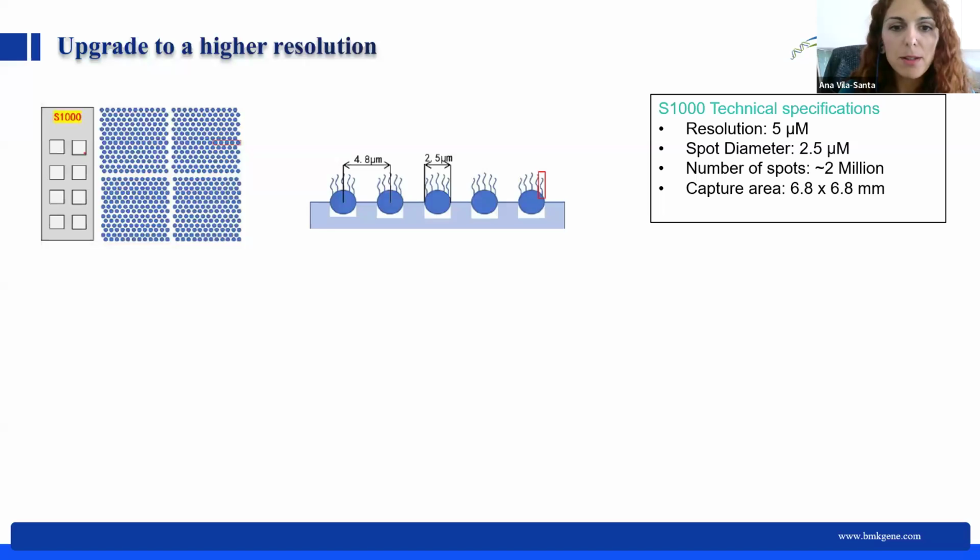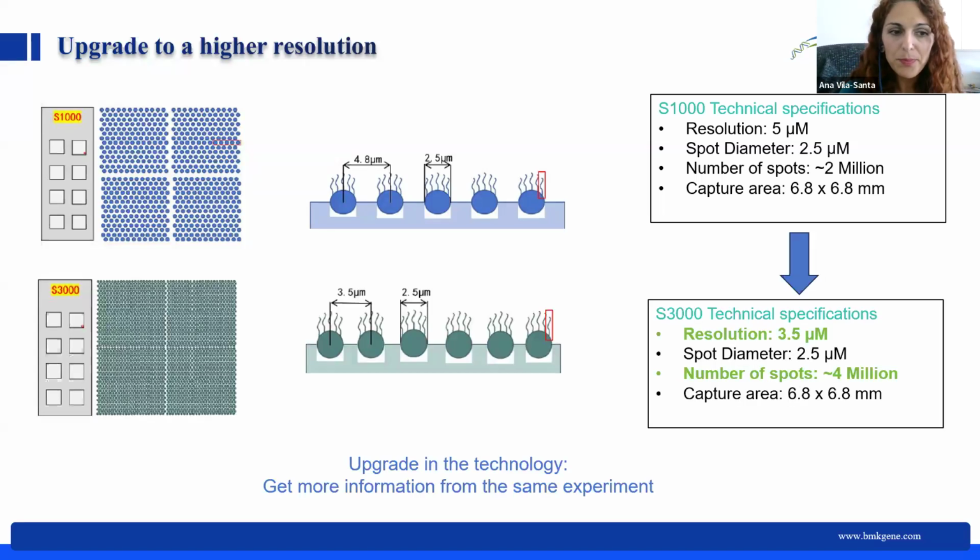But very recently, we were able to actually upgrade this chip, and now we have released the S3000. This one has the double amount of spots. It has 4 million. And while the spots have the same diameter, the distance between them has decreased. So now our resolution is even better. The resolution is 3.5 micrometers. As you can imagine, by doing this and increasing the resolution, this means that using the same tissue and the same experimental workflow, we can get much more information in much more detail from the same experiment.